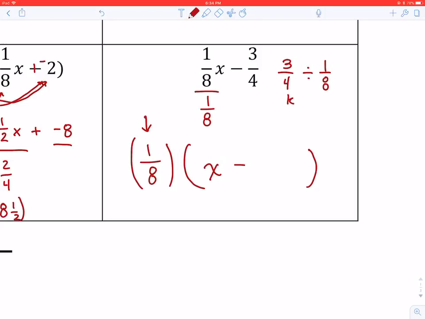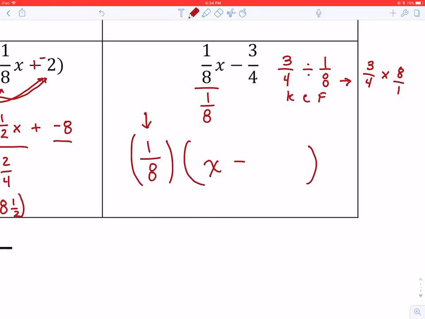But we don't ever divide fractions. What do we do? We keep, change, flip. So it is now going to be 3/4 times 8 over 1. 3 times 8 is 24. 4 times 1 is 4. And 24 over 4 is 6 wholes. And so now that I look at it, I see that I've got a very straightforward answer. When you factor out a 1/8, you get 1/8 times the quantity of x minus 6.